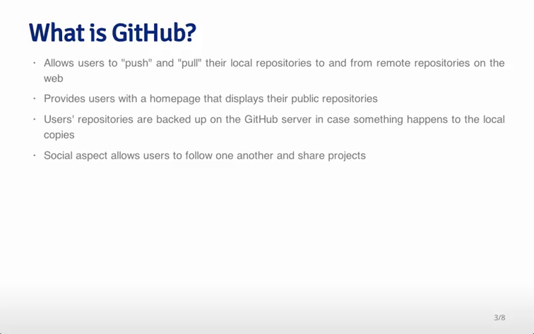It also provides users with a homepage that displays all of their repositories, and the repositories that you have on GitHub are backed up on the server in case something happens to your local copies. But the real key aspect of GitHub is the social aspect. And so the social aspect allows users to follow one another and to share projects and to contribute to each other's projects. And so that's really the power of GitHub.